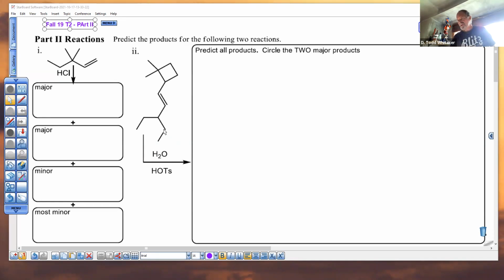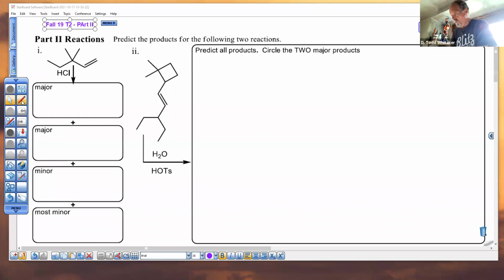The two obvious products are put the Cl here and the H here. That will be a minor product. How do I know? Well, this is an alkene on a carbon adjacent to a branched carbon, which means rearrangement will create the major products. So the straight up products will both be minor, and the minor one will have a Cl here, and the most minor one will have a Cl here.